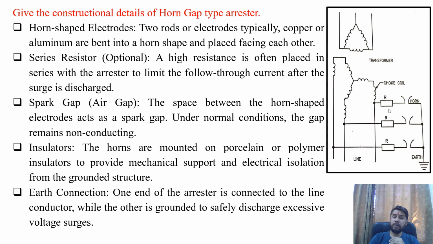Earth connection. One end of the arrestor is connected to the line conductor, or say live conductor, while the other is grounded to safely discharge the excessive voltage surges. So these are some constructional details of horn type lightning arrestor.